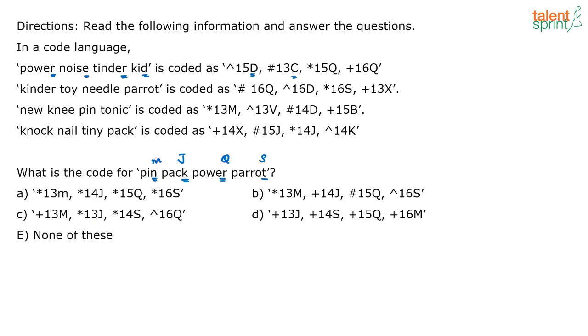Now let us look at the symbols that they have used. So again, power, noise, tinder, kid. Where are stars coming? I have a star here, a star here. Where is this star? 16S. S is parrot, correct? So I have a star here in parrot.